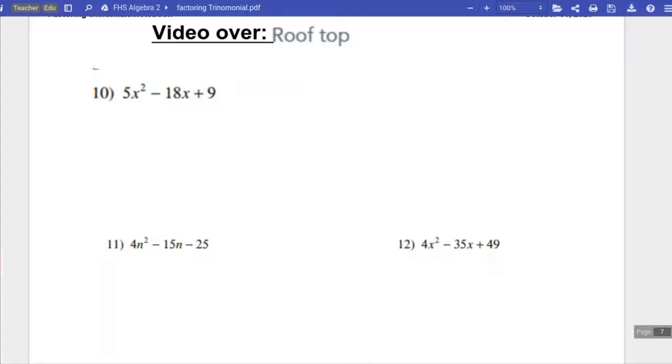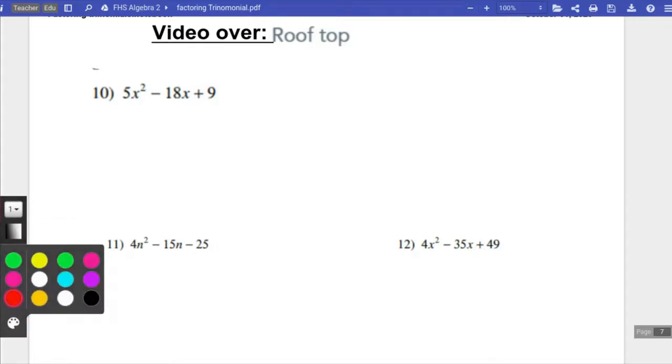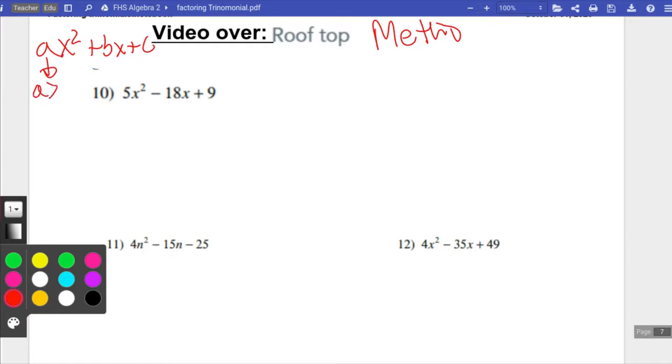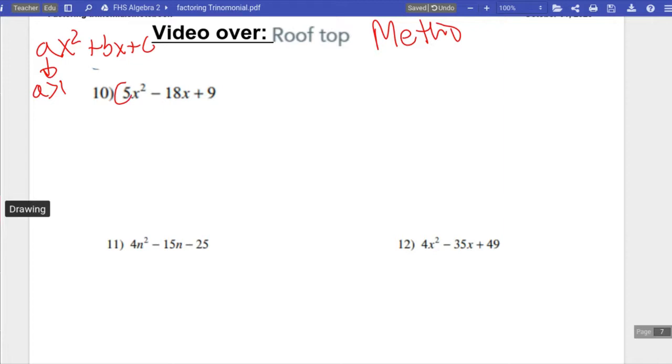Method, we're going to do what we call rooftop. Rooftop is another method of factoring trinomials when a is bigger than 1. So like I said earlier, it's supposed to be ax squared plus bx plus c, right? We're dealing with where a is greater than 1. As you can see, a is bigger than 1 right here.